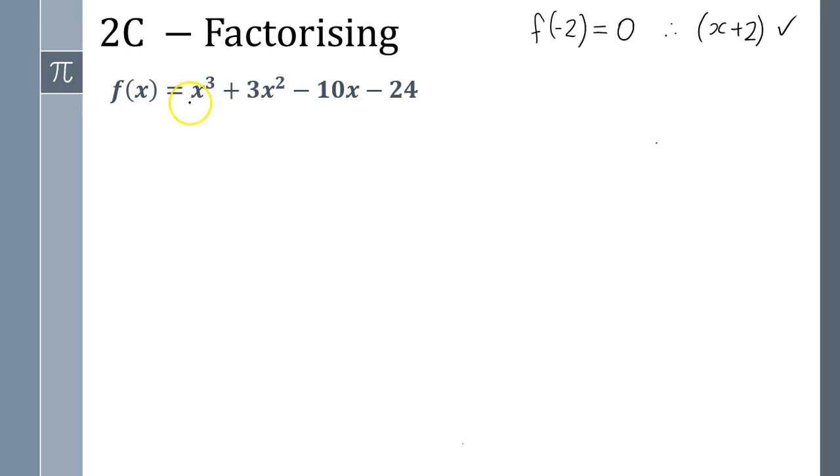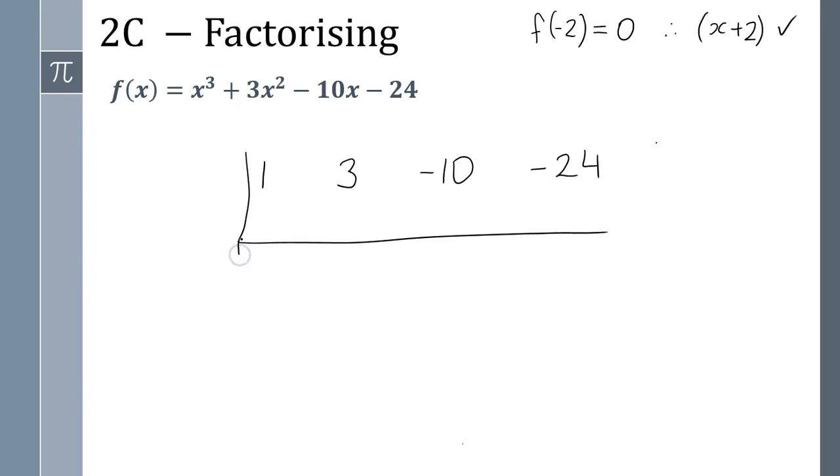So we're going to write the coefficients of x cubed, of x squared, of x, and the constant. I'm going to put my -2 out the front, and I'm going to bring my 1 down. So -2 times 1 is -2. 3 take 2 is 1. -2 times 1 is -2. -10 take 2 is -12. -2 times -12 is +24. -24 plus 24 is 0.